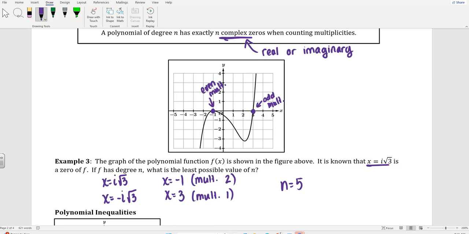Okay, does that make sense? I've got 2 real zeros that I can see, but this one counts twice, so there are 3 real zeros. Then I have to have 2 imaginary zeros, giving me 5 total.